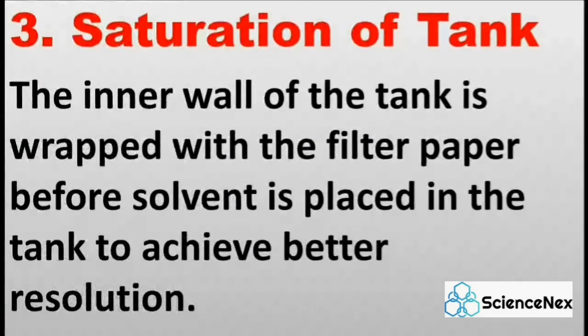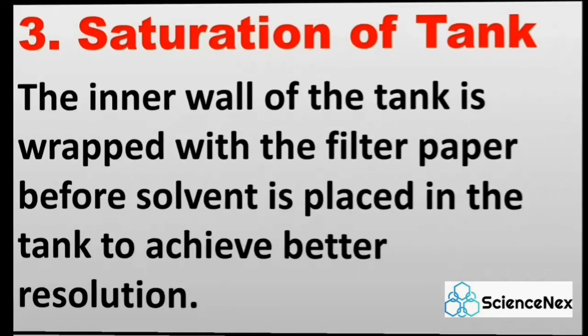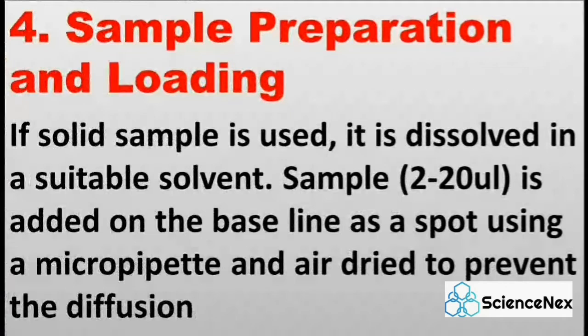Number 3. Saturation of tank. The inner wall of the tank is wrapped with the filter paper before solvent is placed in the tank to achieve better resolution. Number 4. Sample preparation and loading. If solid sample is used, it is dissolved in a suitable solvent. Sample, which is around 20 microliter, is added on the baseline as a spot using a micropipette and air dried to prevent the diffusion.